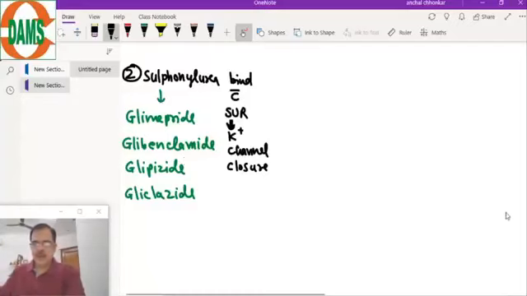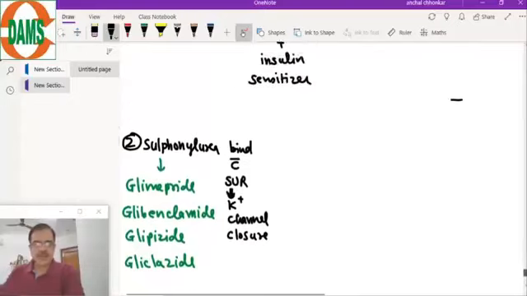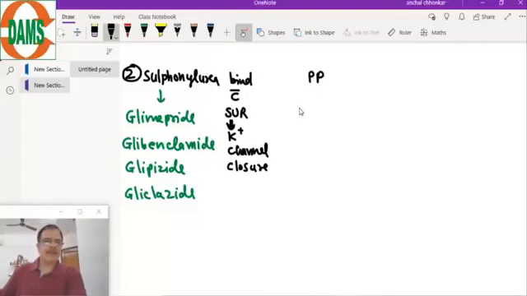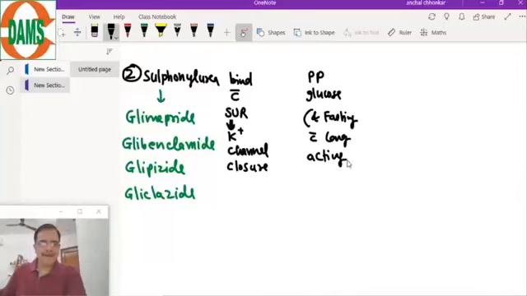And now they cause the insulin release. So mainly they are controlling the postprandial sugar levels. So PP glucose is controlled, and fasting with long acting sulfonylureas.